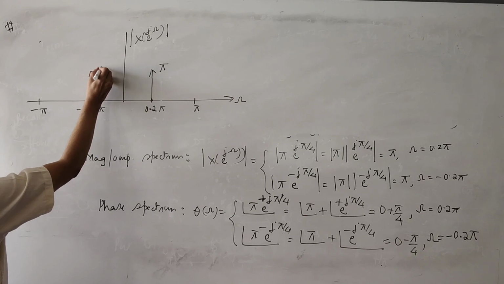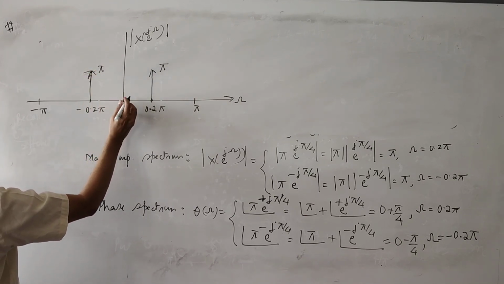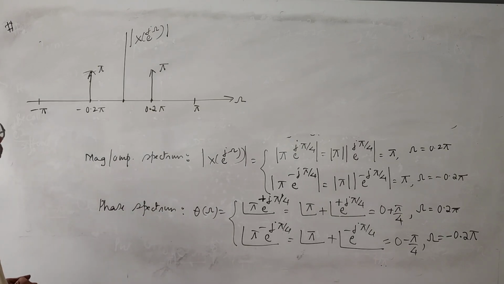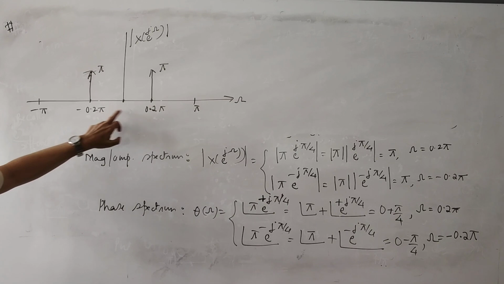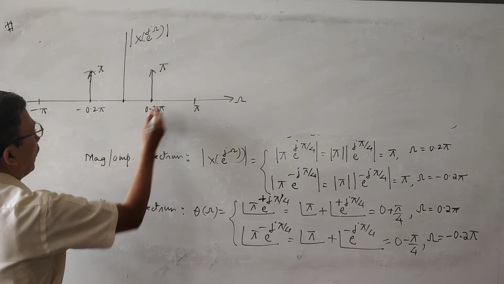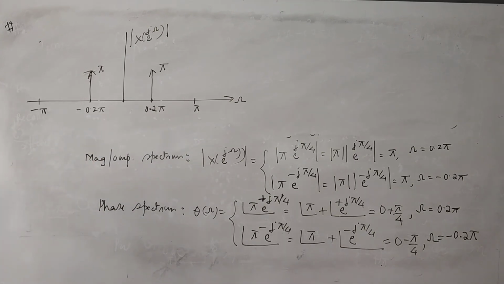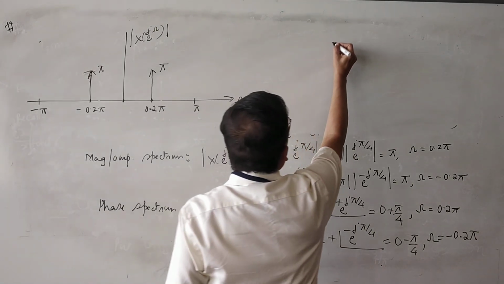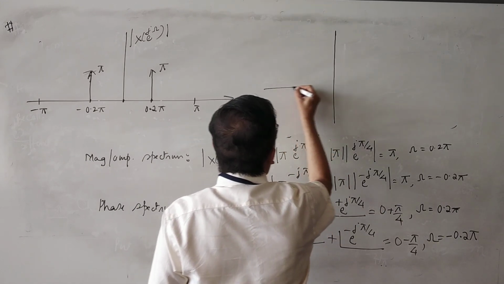Please note that this spectrum exhibits even symmetry. There are only two impulses occurring at minus 0.2 pi and plus 0.2 pi. This spectrum has gone only for one period of X of e power j omega. Next I will go to the phase spectrum. Phase spectrum must exhibit odd symmetry.